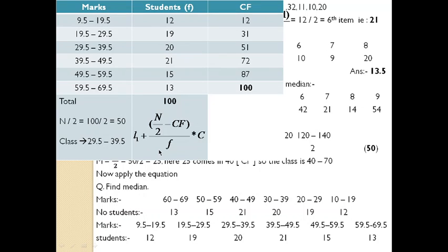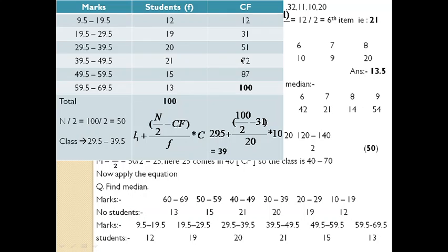I hope you know this equation. You just substitute the details given. Here L1, the class you selected was 29.5 to 39.5, so the lowest number is 29.5, plus n by 2, which we have already done, 100 divided by 2 is 50, minus CF. I hope you remember the class was 29.5 to 39.5 and the cumulative frequency in that row was 51. You need to select the number preceding that selected value, that is 31. Now CF is 31, divided by F.